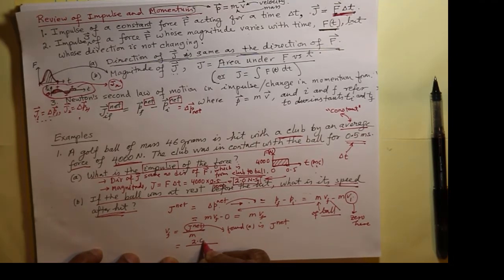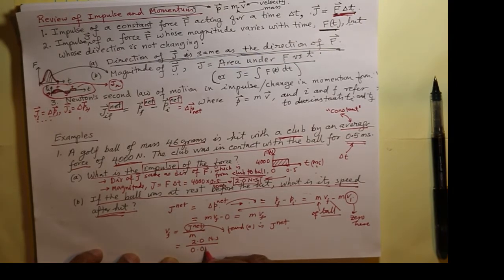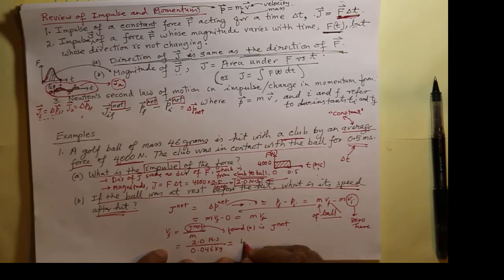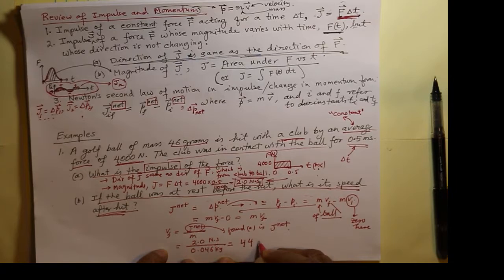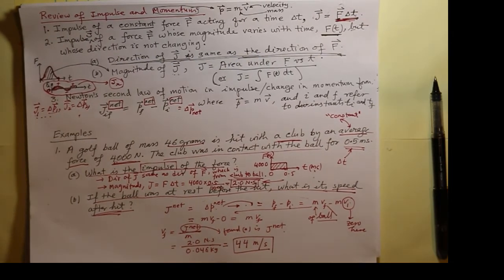Algebra now. Here this is Newton second, and mass is given in grams, so I need to convert into kilograms. 0.46 kilogram divided by 1000, and if I calculate this, it's about 44 meters per second. So this is the answer.